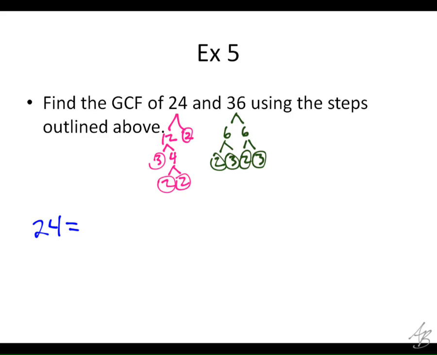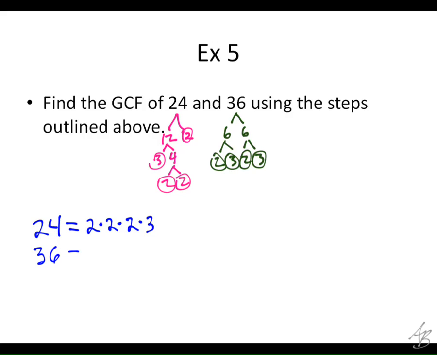Write them in order. Least to greatest, right? 2 times 2 times 2 times 3. No, we don't want to use exponents here, and you'll see why, but that'll kind of get in our way. We'll see why in just a second. All right, so this is the prime factorization of 24.